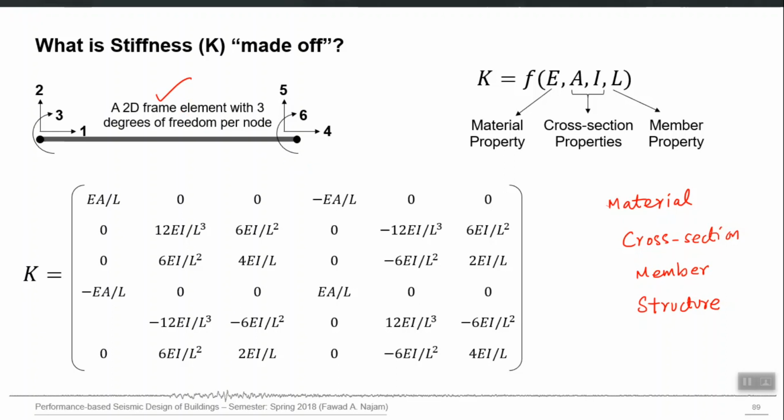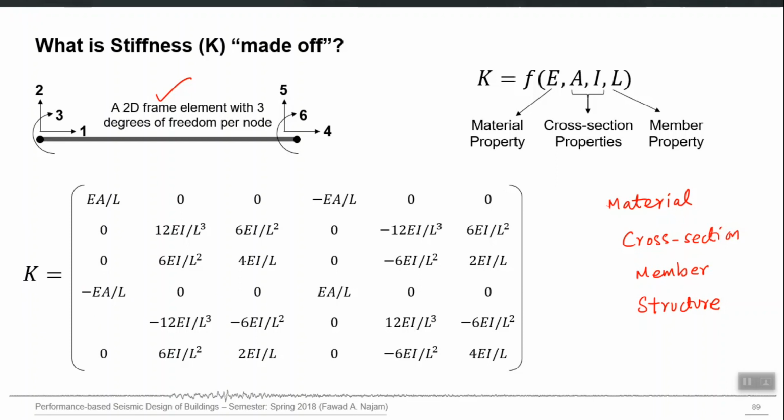This is a two-dimensional, so out of plane degrees of freedom are ignored. Otherwise, a 3-dimensional frame element have 6 degrees of freedom at each end. So its real K matrix is 12 by 12. But let's take this two-dimensional as an example, and we have 6 by 6 K matrix. Just check what input is required to construct this K matrix.